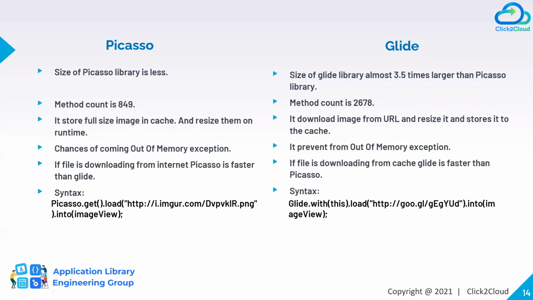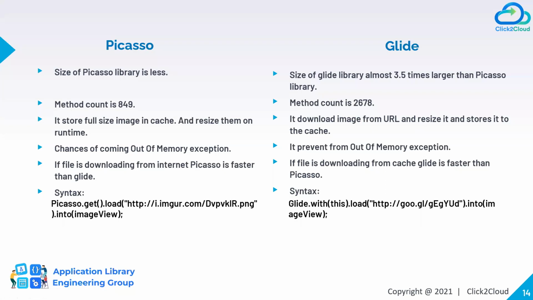Then we compare the two topmost libraries available for image loading, Picasso and Glide. If we talk about size, Picasso is smaller, and Glide is 3.5 times larger than Picasso. And if we talk about the method count, Picasso has 849 methods, and Glide has 2678 methods.